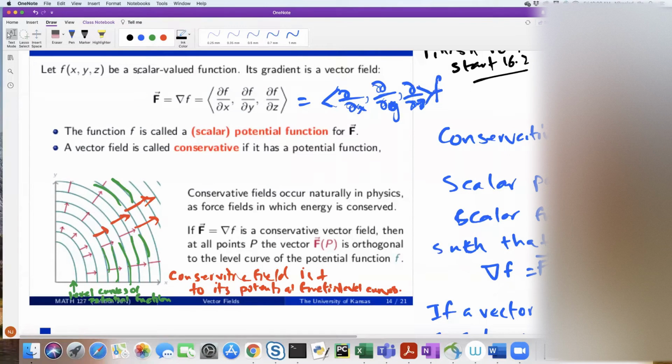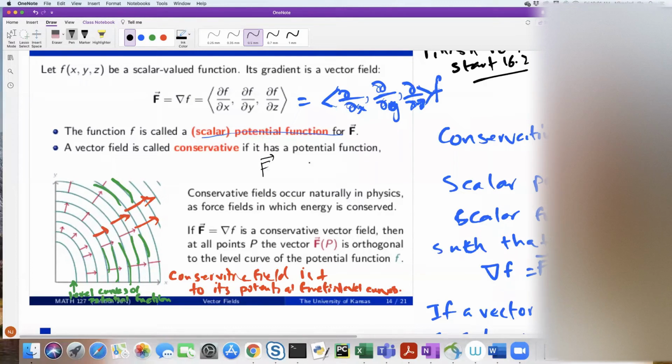But let's do a quick recap. What we talked about is scalar potential for a function. That means a scalar function for a vector field. So what is a scalar potential?